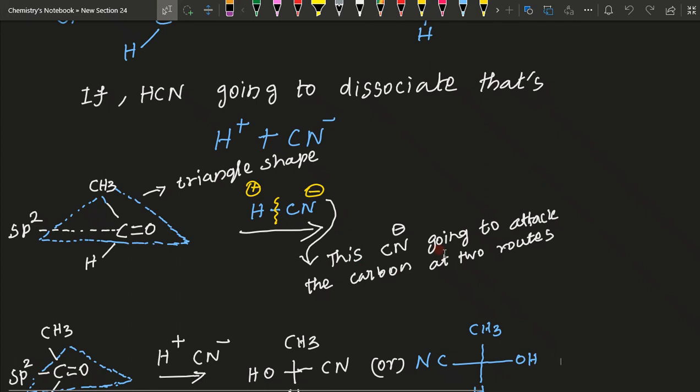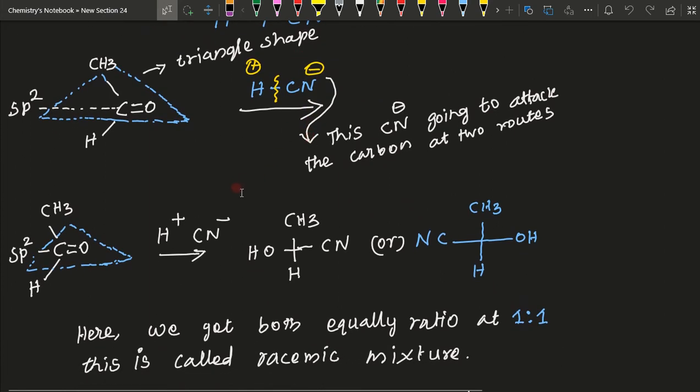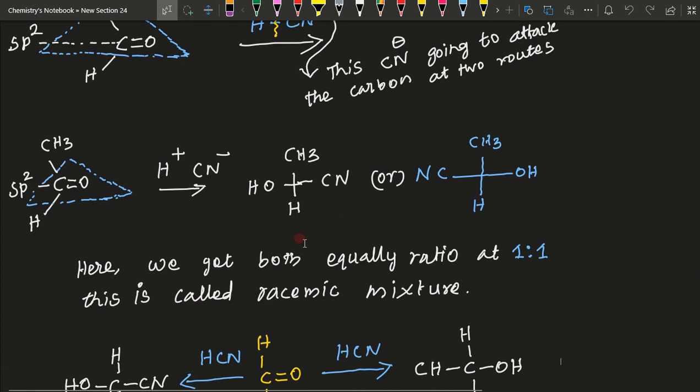The CN minus is going to attack the carbon by two routes, because this cyanide carries one negative charge. This negative charge is going to attack, and we get this form or this form. First form: CH3, CN, OH, H, or CH3, OH, H, CN cyanide. Here we get both in equal ratio, 1:1. This is called a racemic mixture.